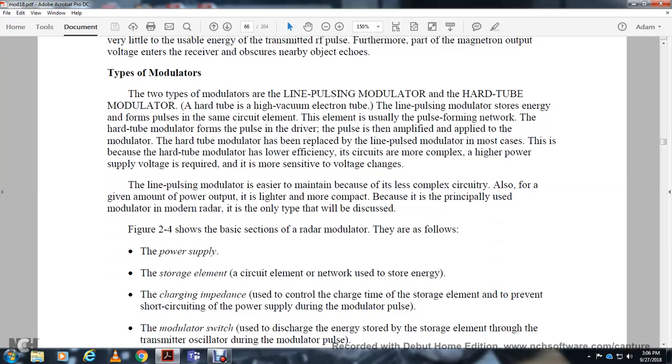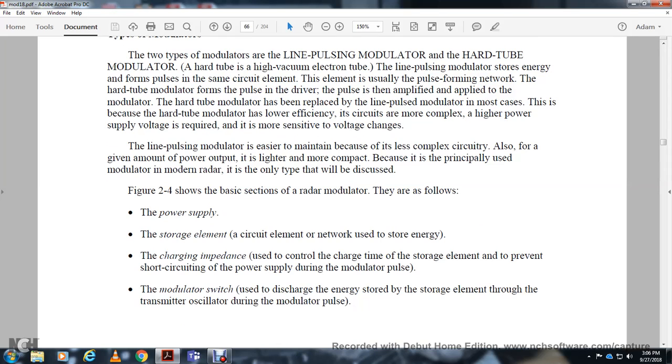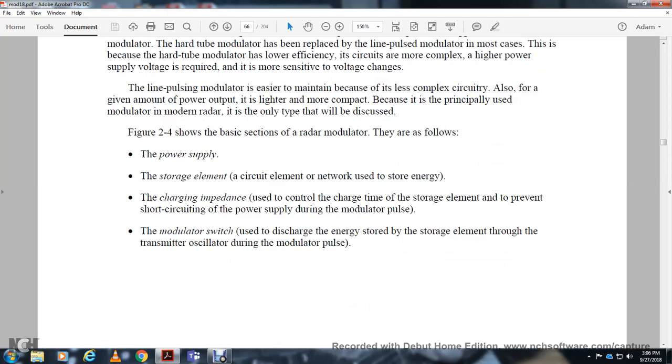Figure 2.4 shows the basic sections of the radar modulator. These are the power supply; the storage element, a circuit element or network used to store the energy; the charging impedance, used to control the charging time of the storage element and to prevent shorting of the power supply during the modulator pulse; and the modulator switch, used to discharge the energy stored in the storage element through the transmitter oscillator during the modulator pulse.